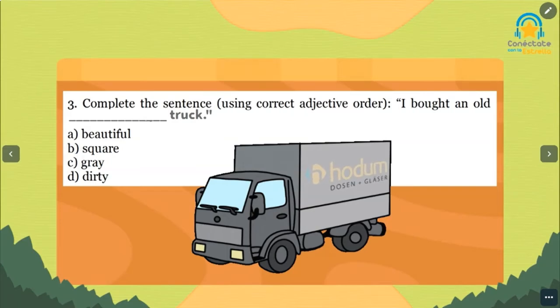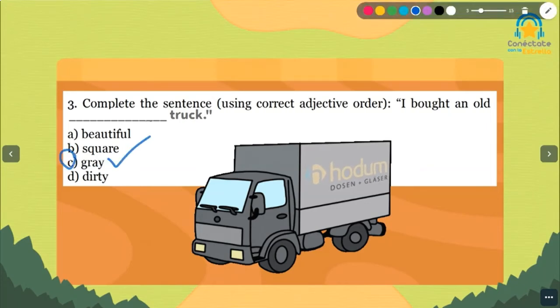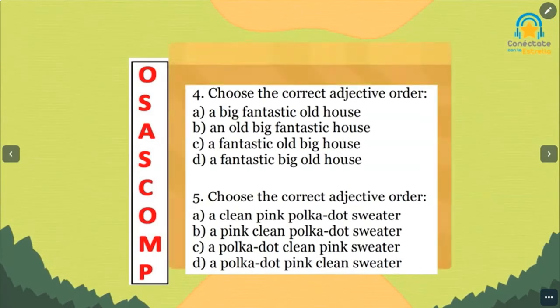Yeah, C, correct. C, very good, great truck. Now let's see this. Remember the acronym of SASCOM.